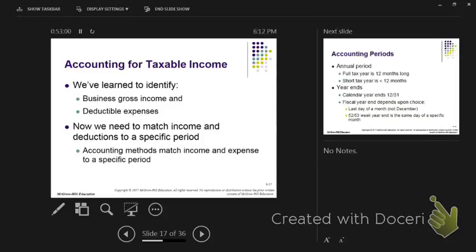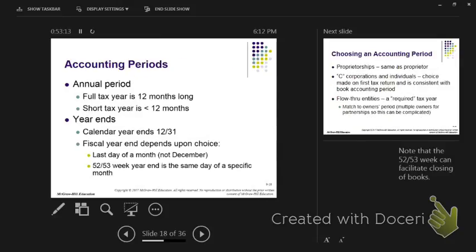Okay, so now that we've learned to identify the business income or gross income and deductible expenses, now we're going to look at how we match income to specific periods. So income in the right period and deductions in the right period. And so there are different accounting methods that we have to look at.